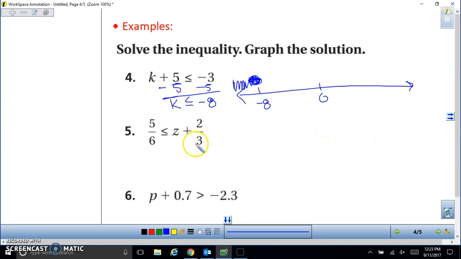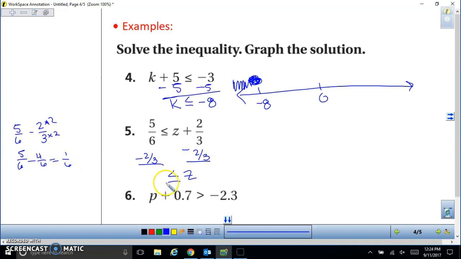Alright, 5. We're going to take away 2/3 to get z by itself. Take away 2/3. z is greater than or equal to 5/6 minus 2/3. We're going to need some room for some scratch work, so I'm going to go off to the side. 5/6 minus 2/3. Before we can do the subtraction, we have to have like denominators, so I'm going to multiply by 2: 5/6 minus 4/6. 5 minus 4 is 1, and the denominator stays at 6, so we have 1/6.